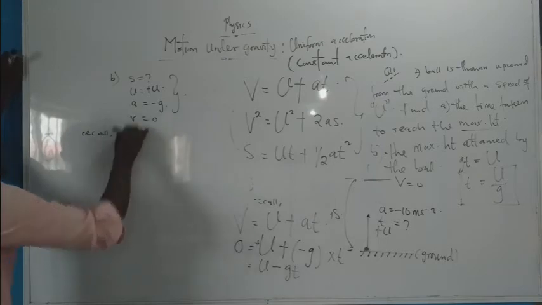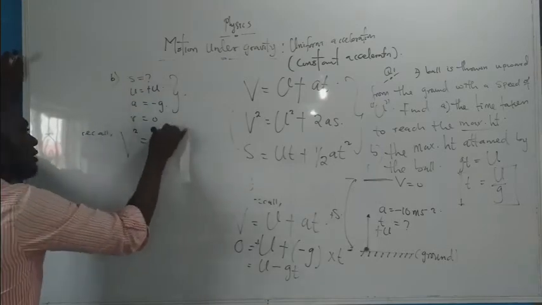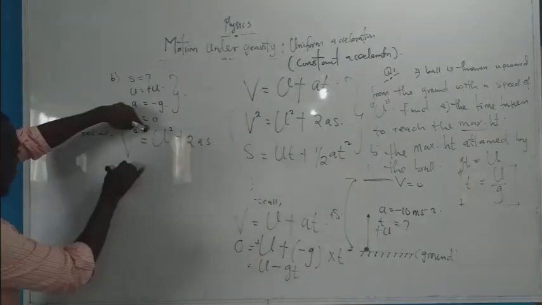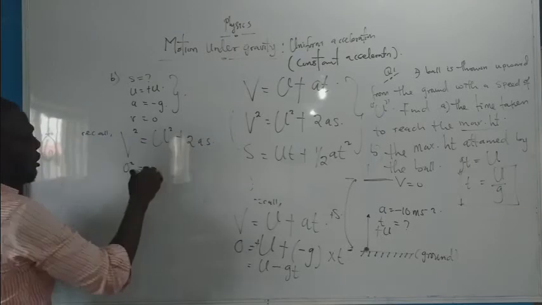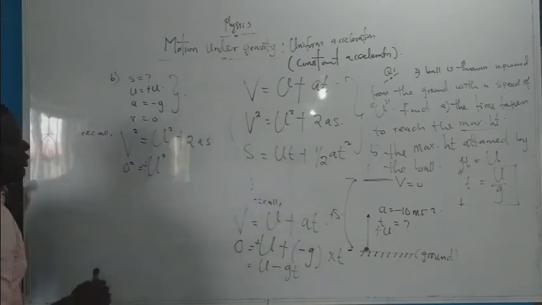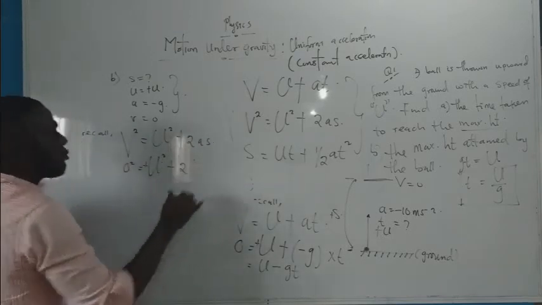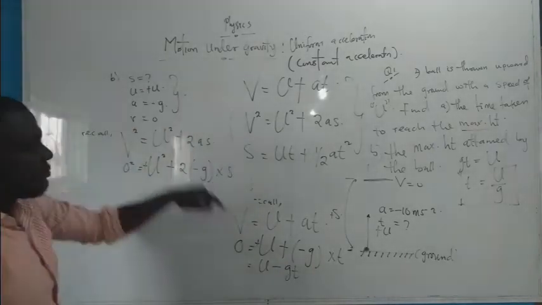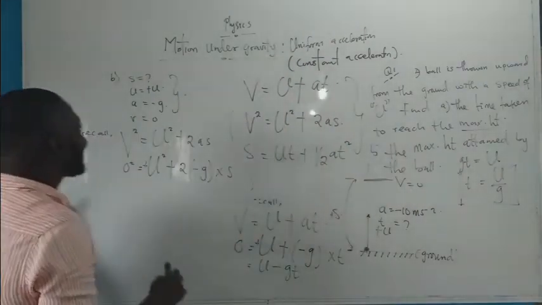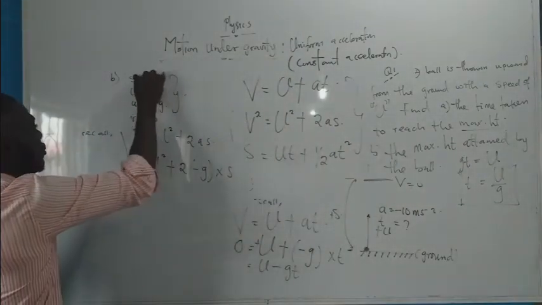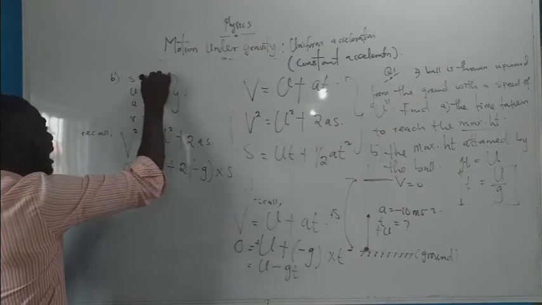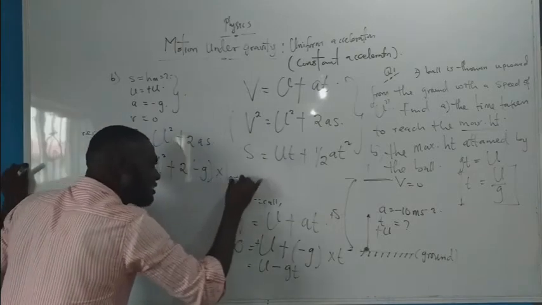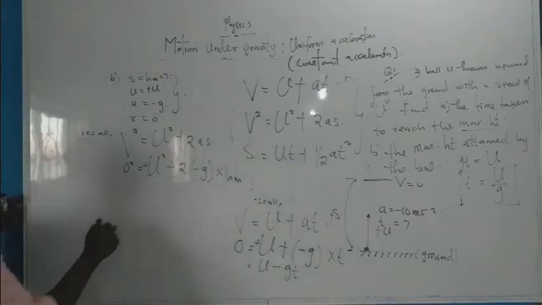Recall that v squared equals u squared plus 2as. So what's v squared? That's 0. 0 squared equals u squared plus 2 into brackets a, which is minus g, times x. So x is the maximum height attained, which is h maximum, and it is unknown. So this will give us what?